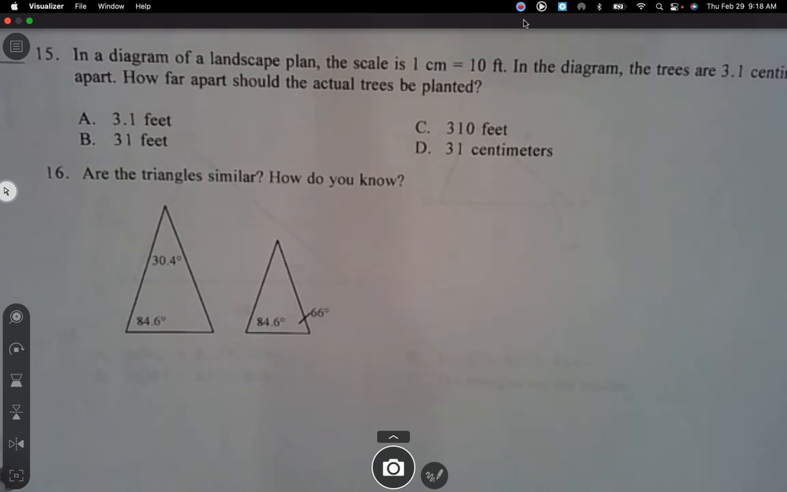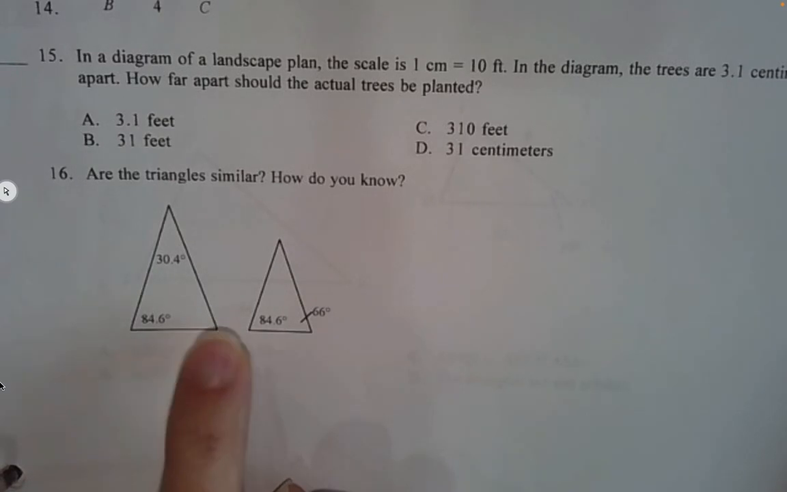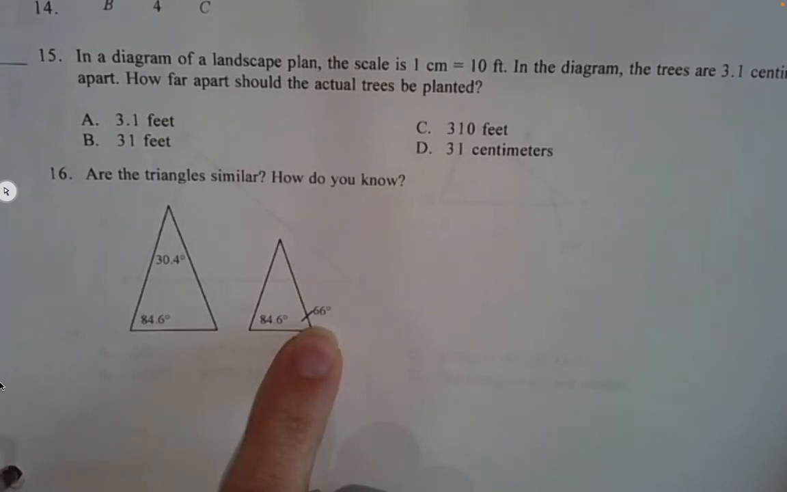This one, we just need to know what all the angles are to know if they're similar. So how do I find out the missing angle in the triangle on the left? Add up, subtract from 180. Yeah, so 180 minus those two numbers. Let's see, 180 minus, and we get 65. Okay, if I get 65, does that match 66? So are they similar? No, that's all you're doing, comparing. But we did not get the same angles. So it's no.